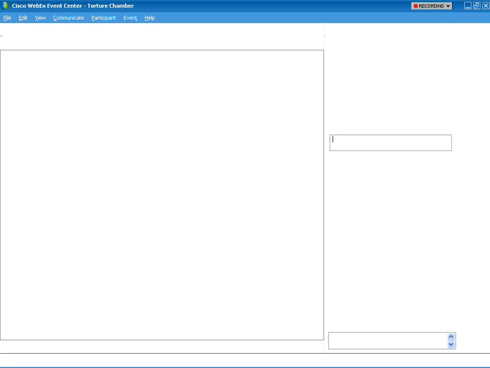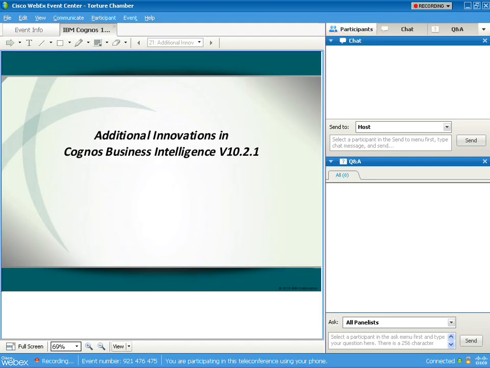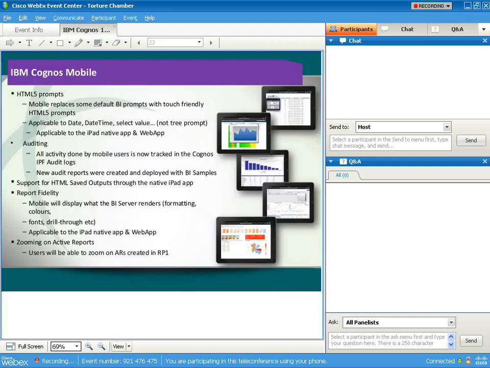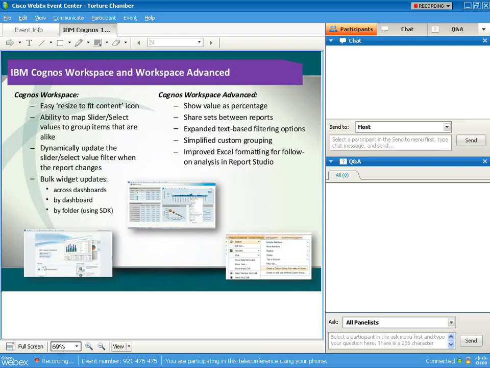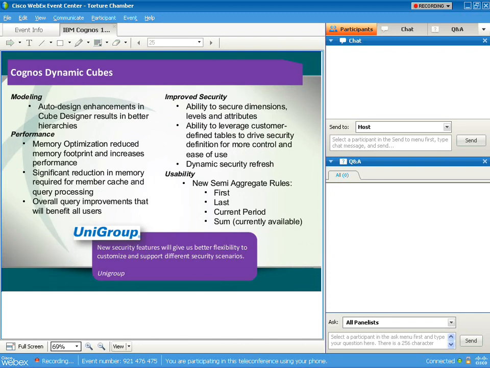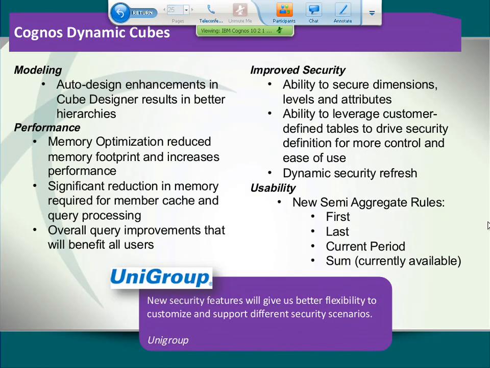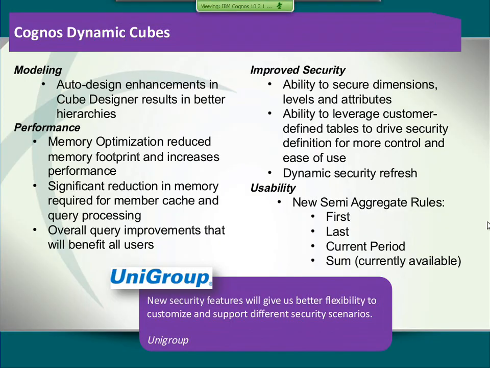We also have report fidelity, which is very important. So the mobile will display what the BI server renders. So you're in a position where formatting, coloring, all of that. So again, author once, use multiple places. And the really nice feature at the bottom there is zooming in on your active reports. So if you're accustomed to being able to look at things up close like you are with a lot of applications on your iPad, this allows you to do the same thing.